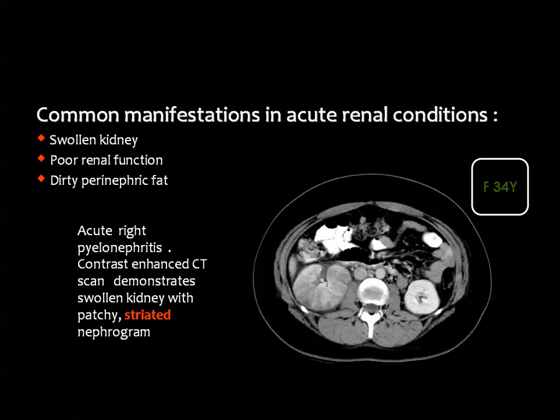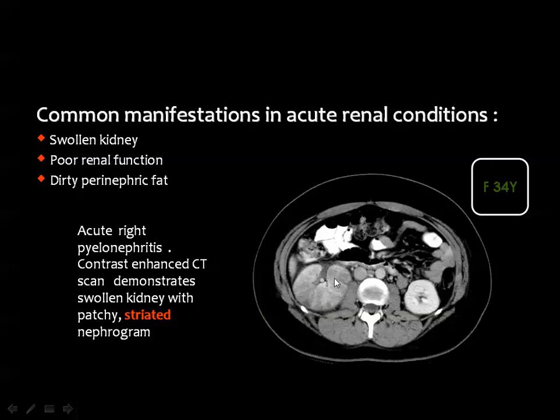Then these renal conditions, as I have said, will be discussed in full details in the lecture of urinary tract imaging. Then acute conditions in the kidney, like acute pyelonephritis, acute glomerulonephritis, renal vein thrombosis, all these changes will result in some imaging criteria, which will include that the affected kidney is swollen and its function is relatively poor compared to the opposite kidney, and the perinephric fat is stranded. And this is a case of acute pyelonephritis of the right kidney.